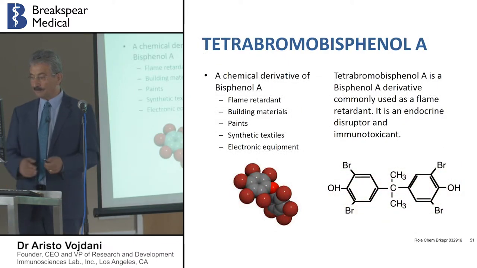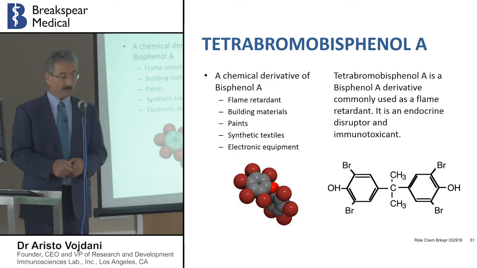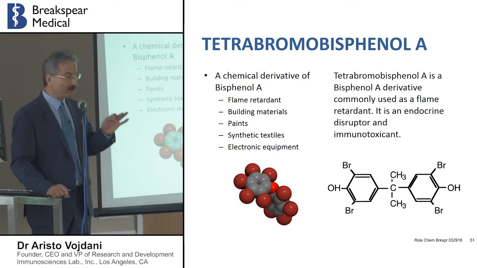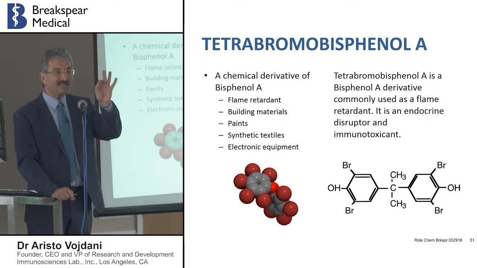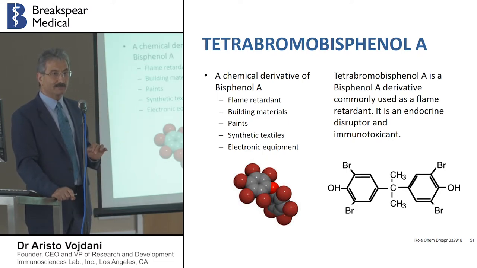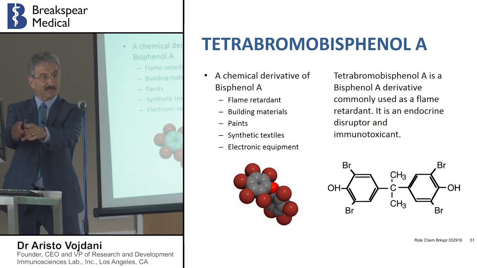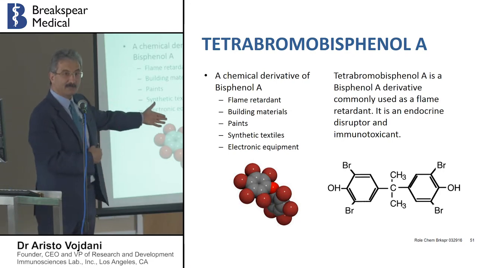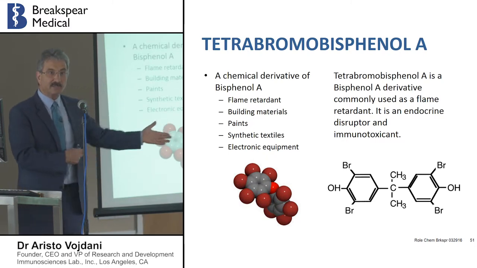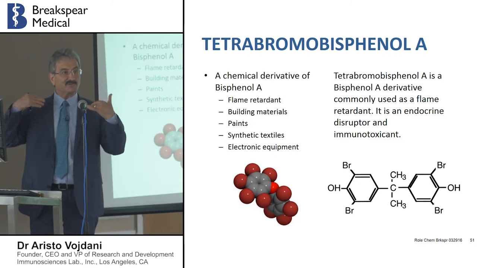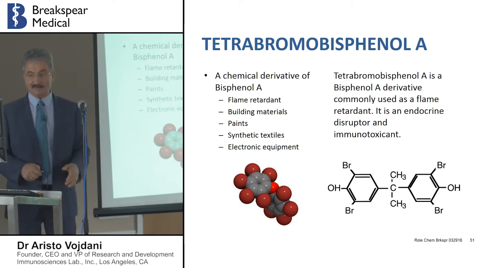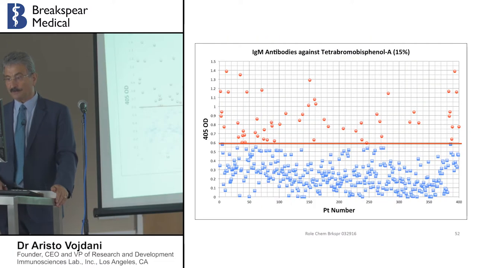So tetrabromobisphenol A, this is the structure. If I put thyroid hormone structure right here, almost 90% identical. That's the mechanism. So it's not just cross-reactivity between infection with human tissue. There is antigenic similarity between different chemicals with our thyroid hormones, other hormones. Therefore, some of these chemicals are responsible for induction of autoimmunities.